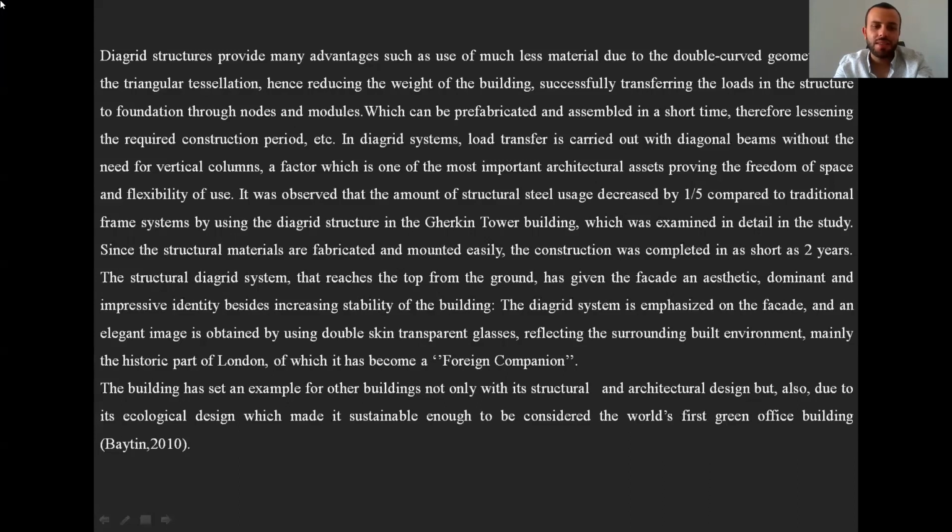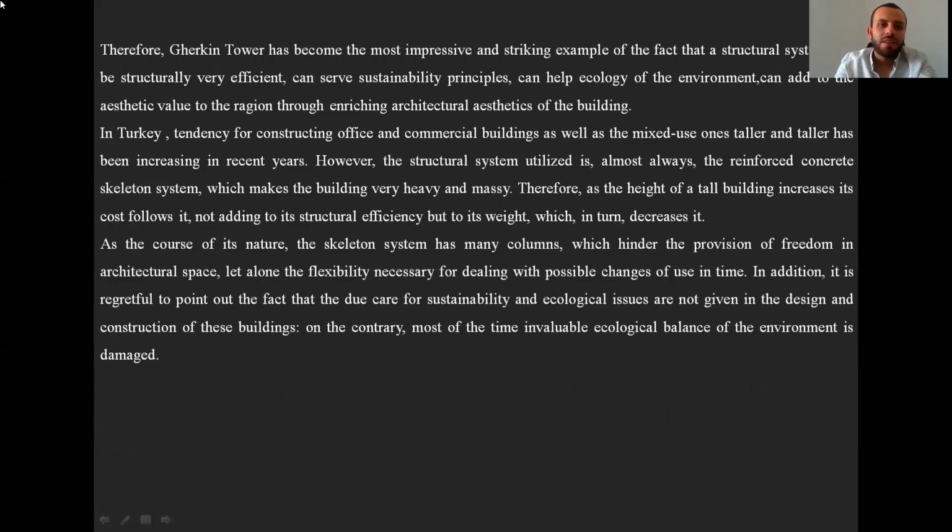The building has set an example for other buildings not only with its structural and architectural design, but also due to its ecological design, which made it sustainable enough to be considered the world's first green building. Therefore, Gherkin Tower has become the most impressive and striking example of the fact that a structural system can be very efficient, can serve sustainability principles, can help the ecology of the environment, can add to the aesthetic value of the region, and can enrich the architectural aesthetic of the building.